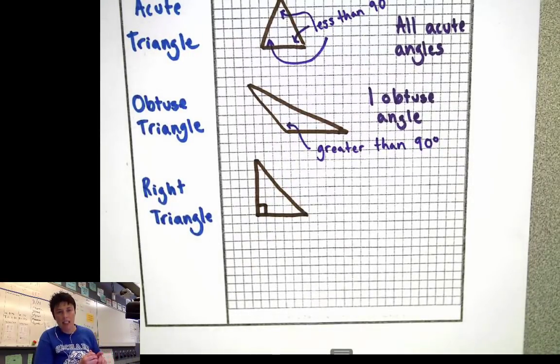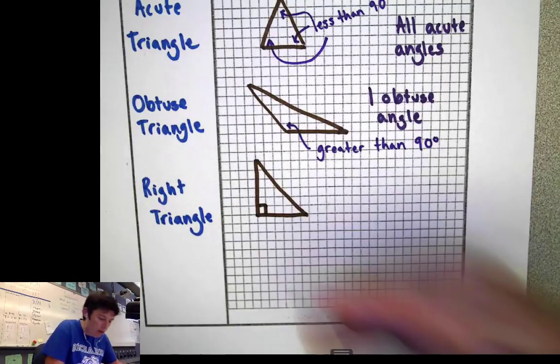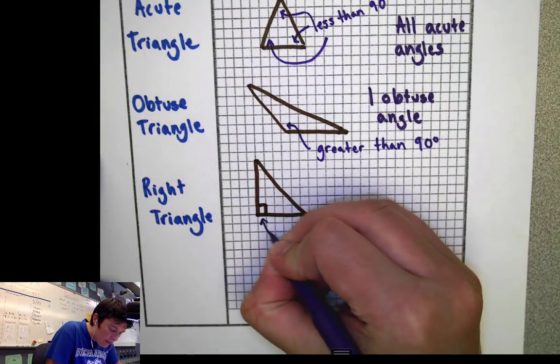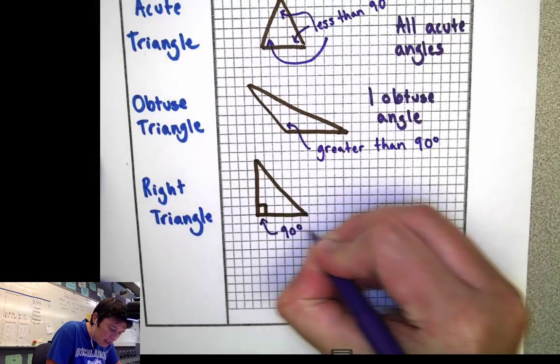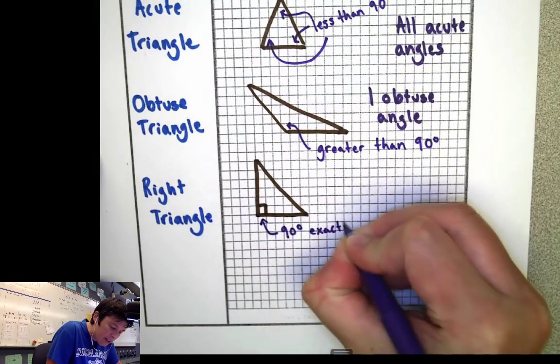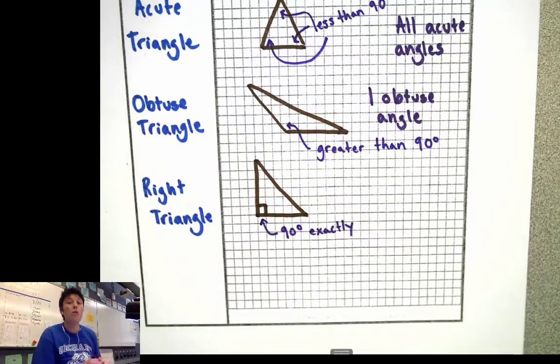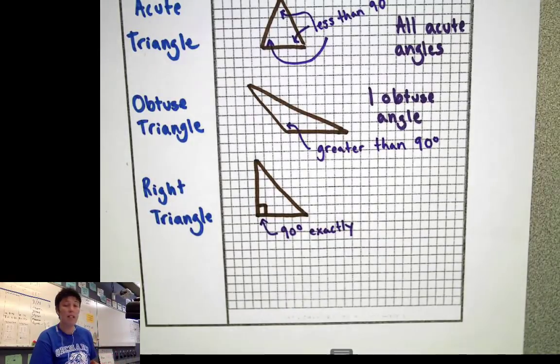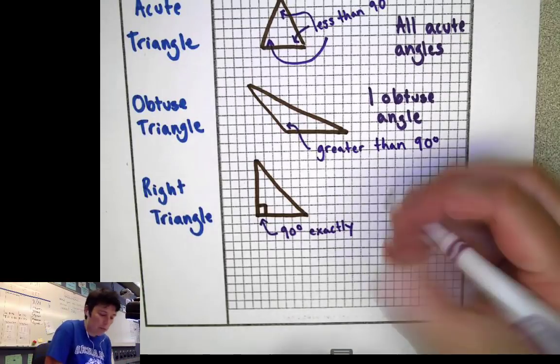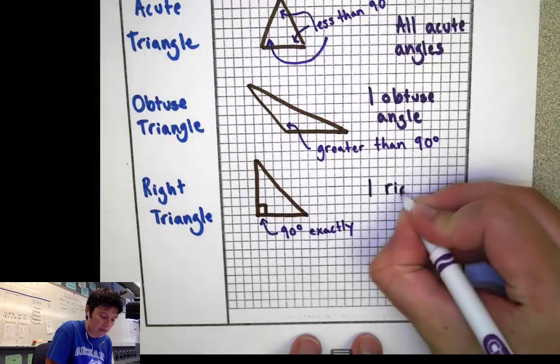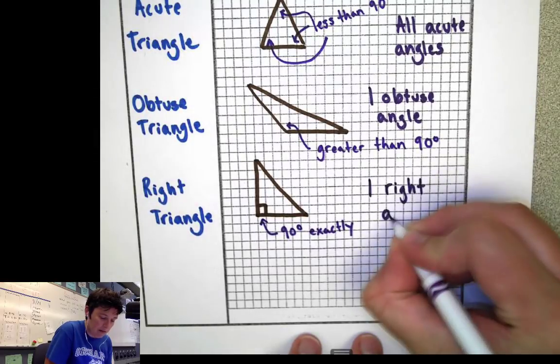If it's exactly 90 degrees, you've got a right triangle, and it only takes one of them. So I'm going to draw a little arrow and say 90 degrees exactly. That's what we call a right angle. One right angle makes it a right triangle, and that's all it takes. So I'm going to write that down here. We have one right angle.